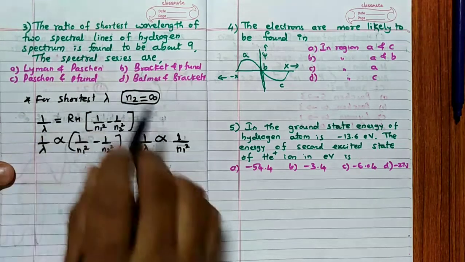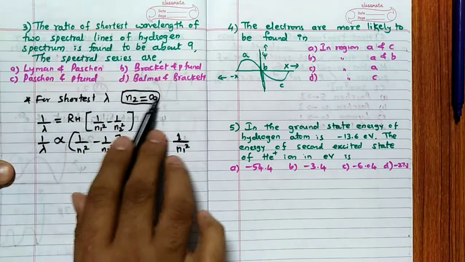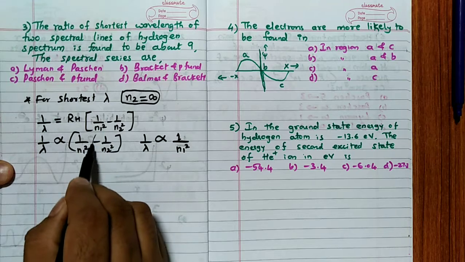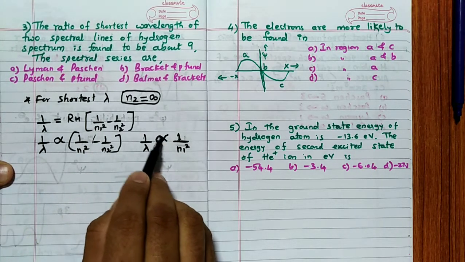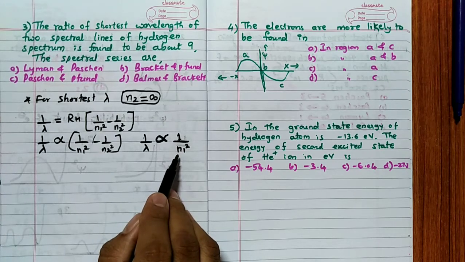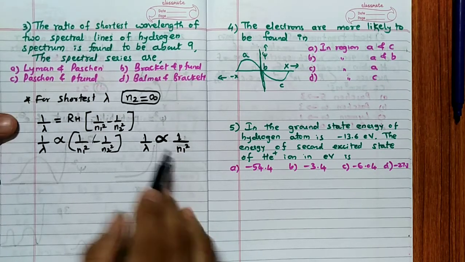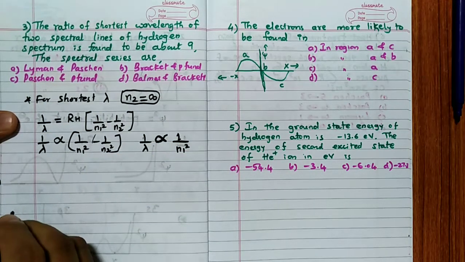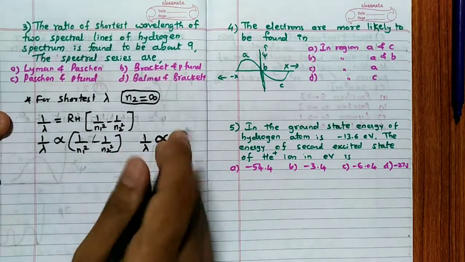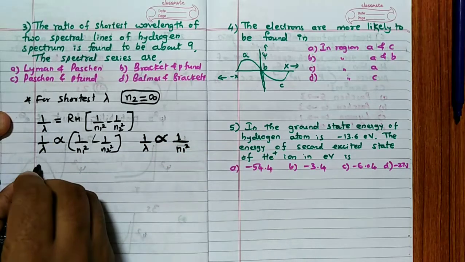Because in every case, remember, they are asking only for the shortest. So n2 is infinity, and definitely this unit becomes 0. Hence remember, 1 by lambda is directly proportional to 1 by n1 square. Now we'll take the relationship whatever they have given, that relationship we'll consider. So if I take the ratio of two lambdas, then I will write it like this.